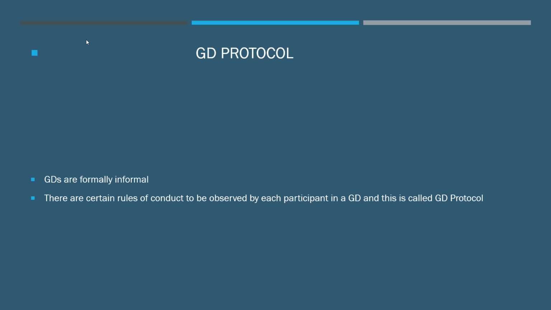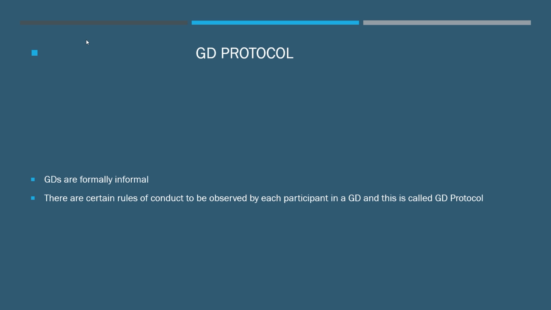Now we can study GD protocol. GDs are formally informal. There are certain rules of conduct to be observed by each participant in a GD, and that is called GD protocol. And first one is way of addressing other members of the group. Sometimes, as I told you, roll number will be given because we might not know the name. We might not know the name because at that time only we will see other candidates.